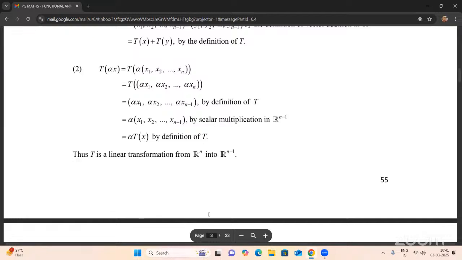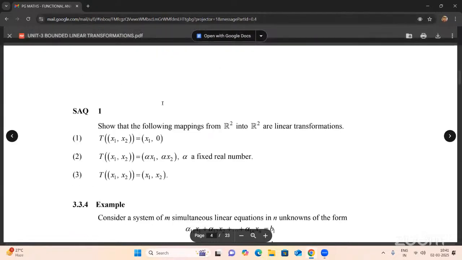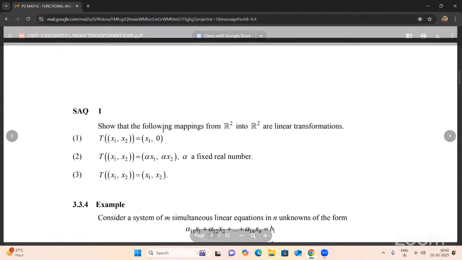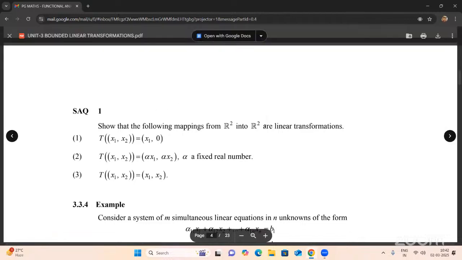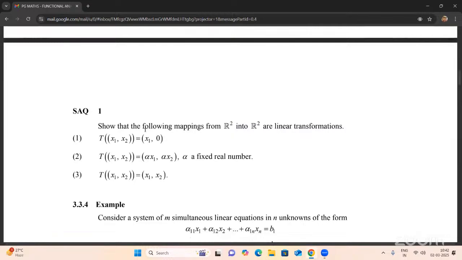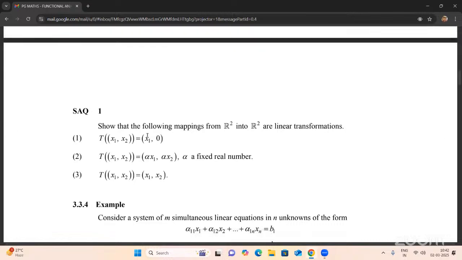Now, the relation is satisfied here. Now, some other problems are also practiced here. Here, the following mapping from R square into R square is also defined. Does it coincide with the given relation or not? Here, the domain has 2 dimensions and the image is also 2 dimensions. The image dimension is 2, and it is in the same manner.